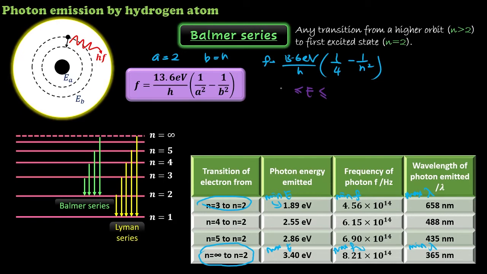So in other words, we can say that the emission of photons in the Balmer series will have an energy range of 1.89 electron volts to 3.40 electron volts. It cannot fall outside this range. Okay, it must be in between this range.